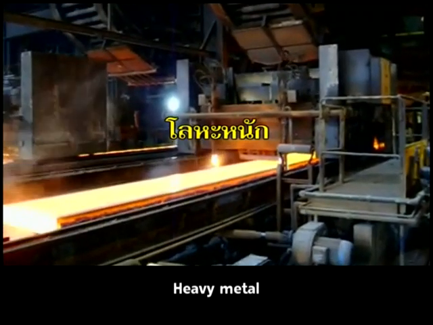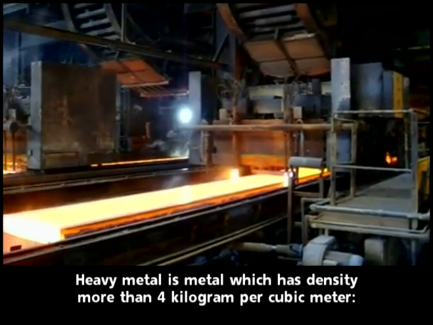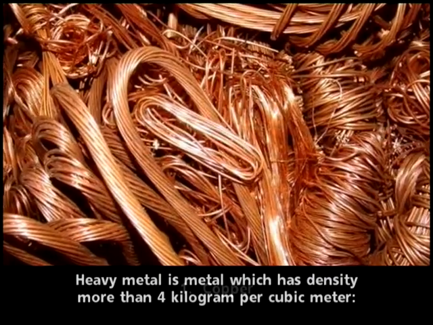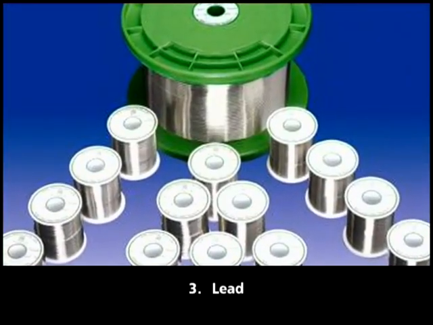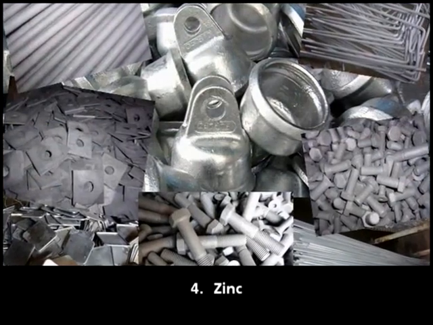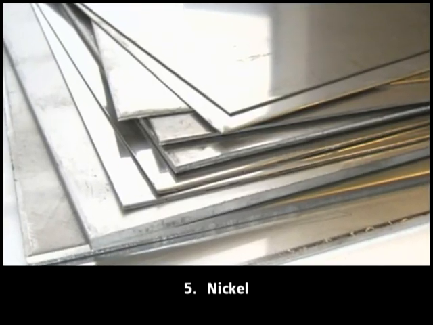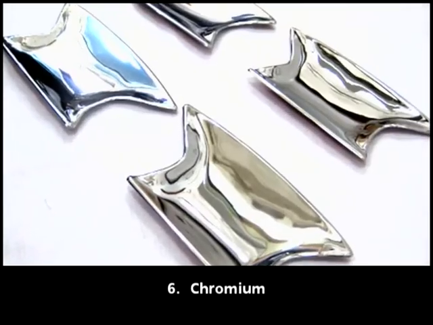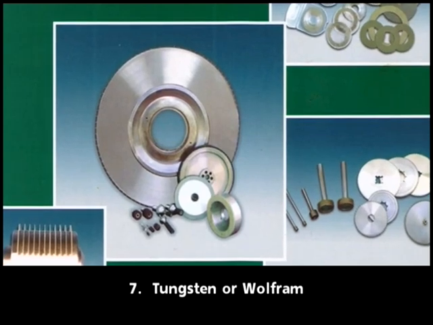Heavy metal. Heavy metal is metal which has a density of more than 4 kg per cubic meter. 1. Copper. 2. Tin. 3. Lead. 4. Zinc. 5. Nickel. 6. Chromium. 7. Tungsten or wolfram.